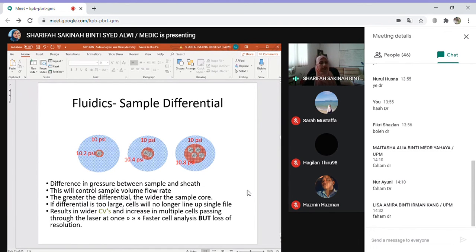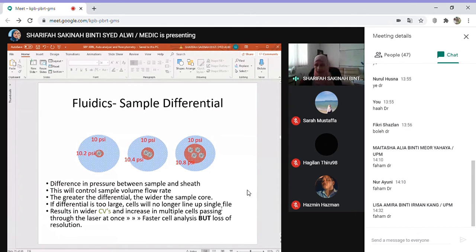So fluidic sample differential: this is the difference in pressure between the sample and the sheath. This will control the sample volume flow rate. So the greater the differential, the wider the sample core. If the differential is too large, cells will no longer line up in single file.